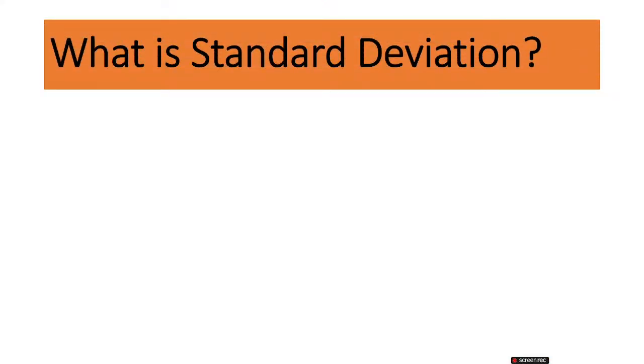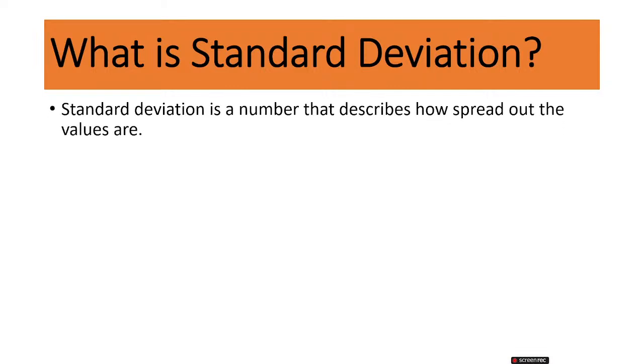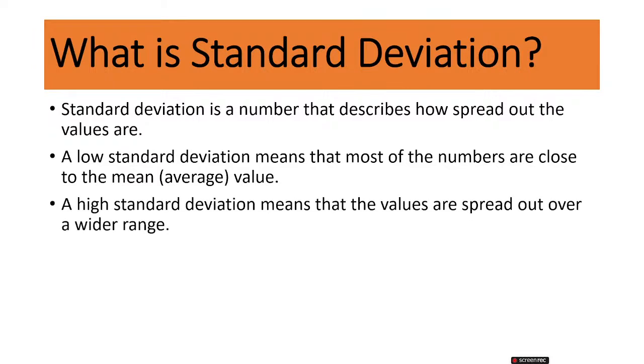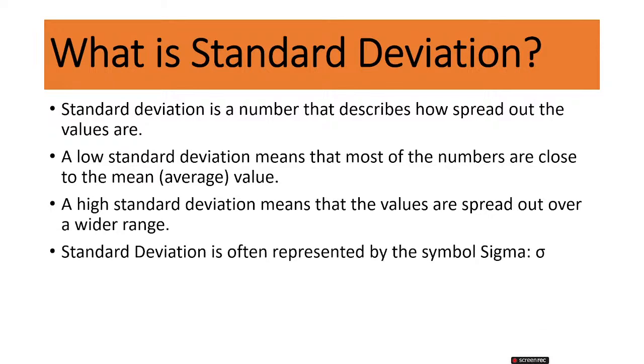First of all, what is standard deviation? Standard deviation is a number that describes how spread out values are. When you get a low standard deviation, it means that most of the numbers are close to the mean value. And when you get a high standard deviation value, it means that the values are spread out over a wider range. Standard deviation is often represented by the symbol sigma.